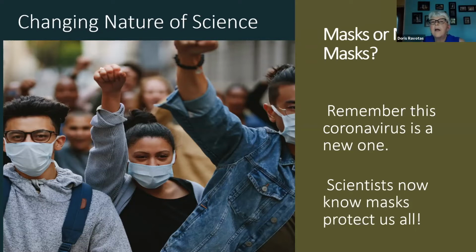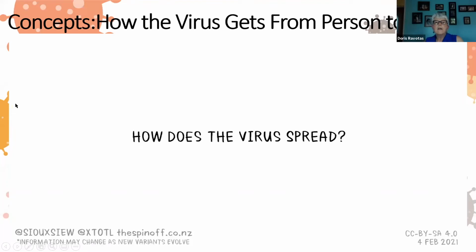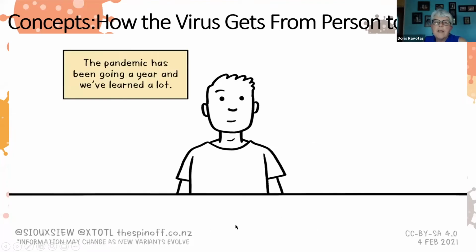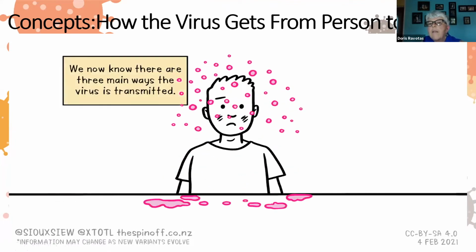And then what changed over time and why would it change? So we talked a little bit about the studies that the scientists had done and how masks help protect all of us. And then I used some of these infographics. This is from New Zealand. So here's a concept, looking at the scientific concepts. This is how the virus gets from person to person.